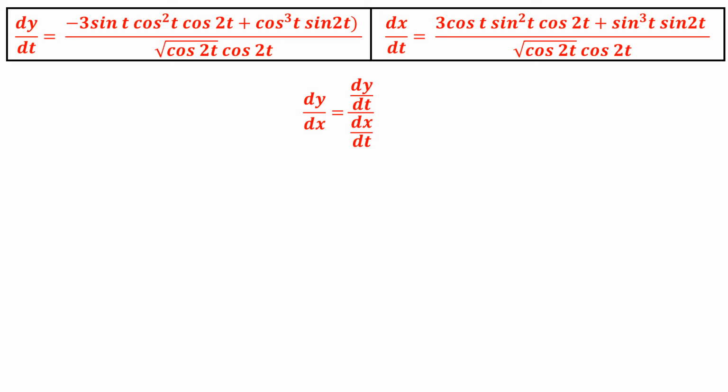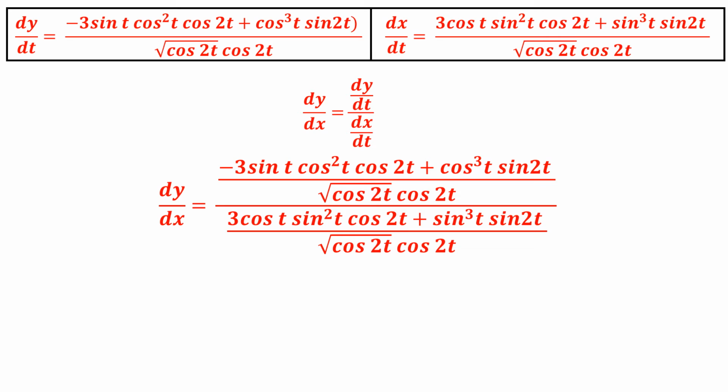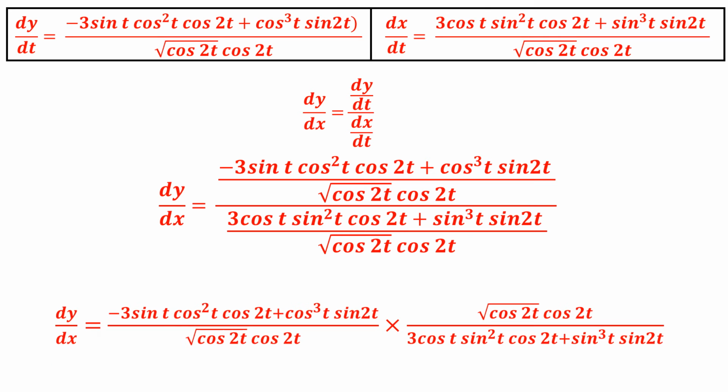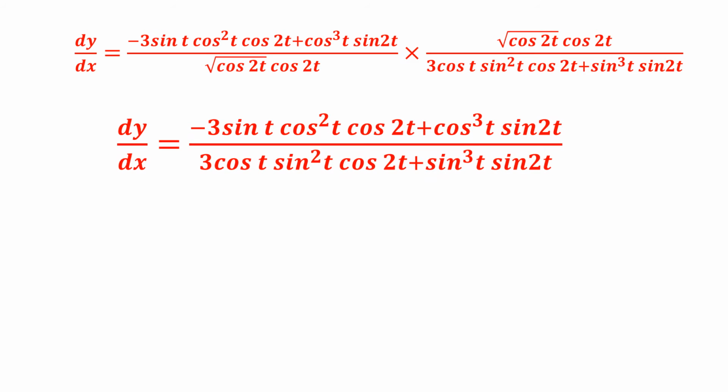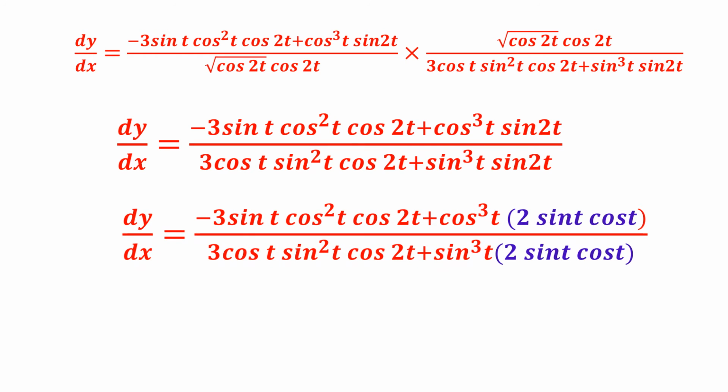dy by dx is dy by dt upon dx by dt. The numerator by denominator. You know what should be done, the denominator should be reciprocated, converting the division into multiplication. Let us continue our simplification now. That root cos 2t into cos 2t will get cancelled. You got minus 3 sin t into cos square t into cos 2t plus cos cube t into sin 2t in the numerator. Then 3 cos t sin square t cos 2t plus sin cube t into sin 2t in the denominator.